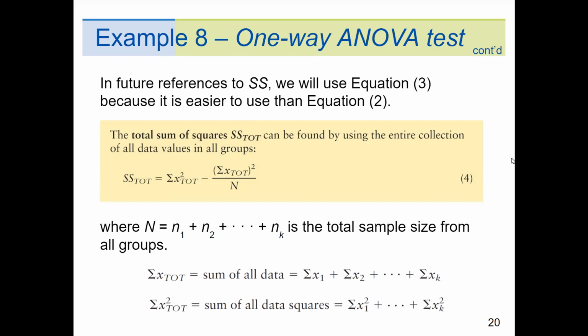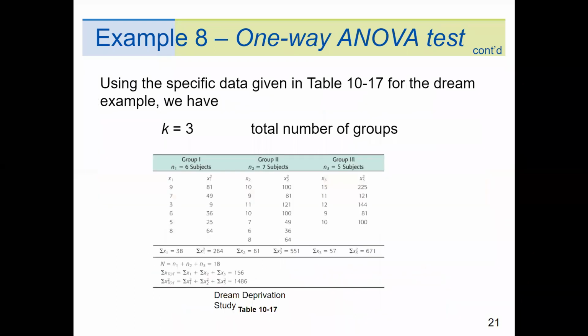The total sum of squares can be found using the entire collection of all data values in the groups, where big N is equal to all the little n's, the total sample size from all the groups. All right, you guys can read that yourselves.